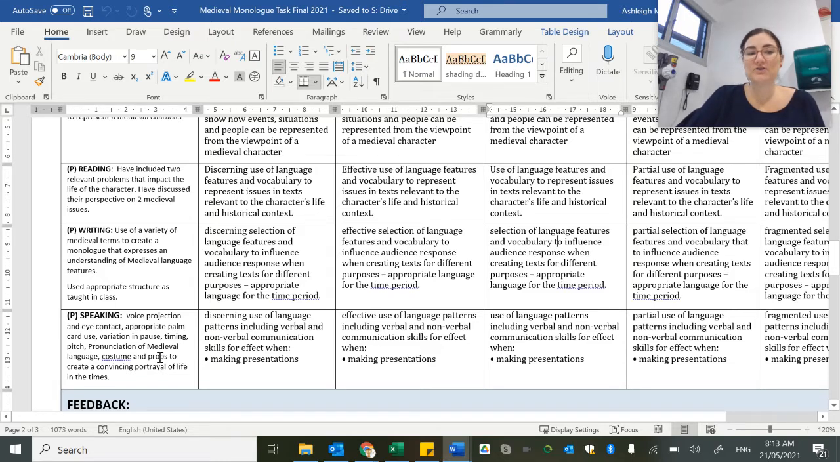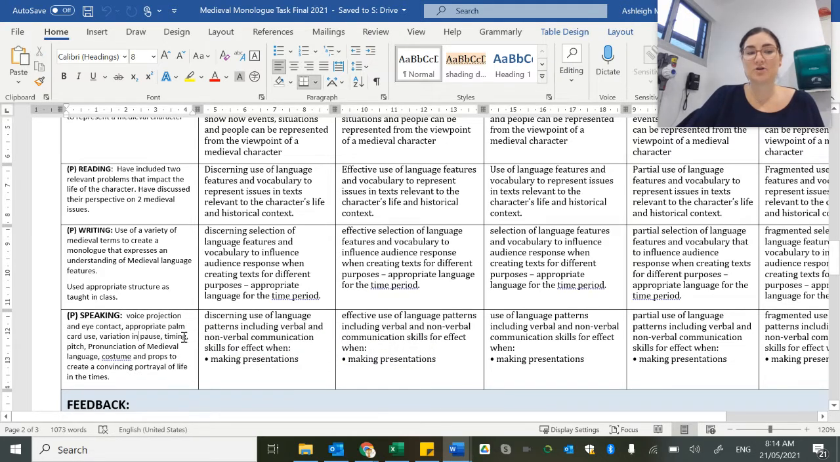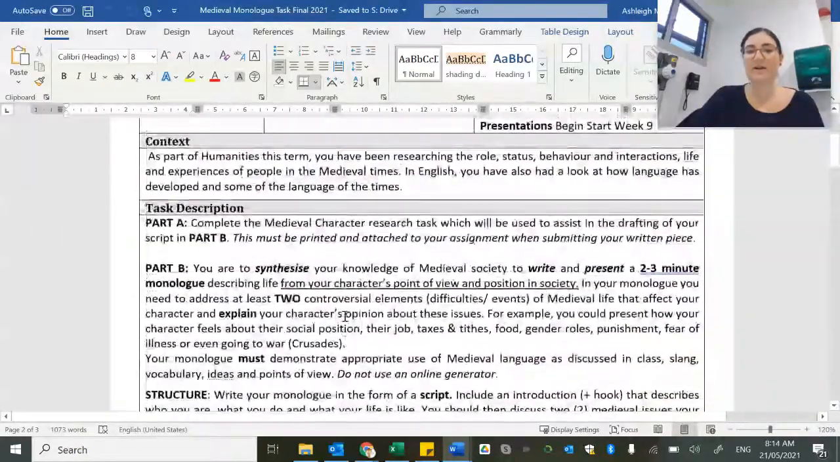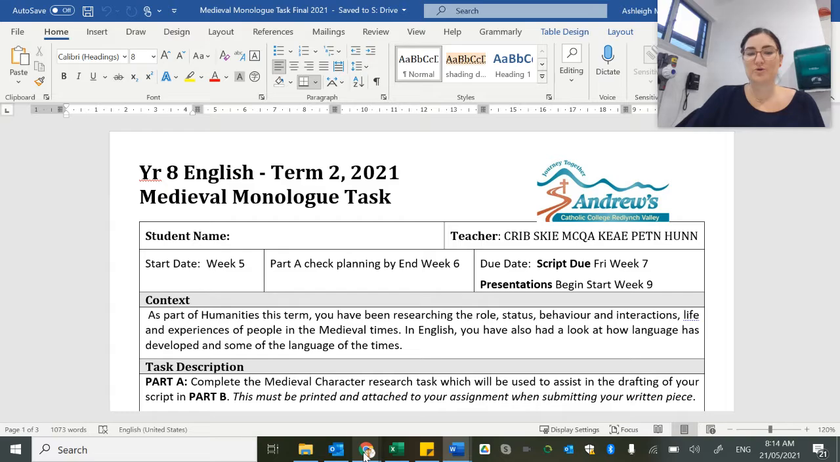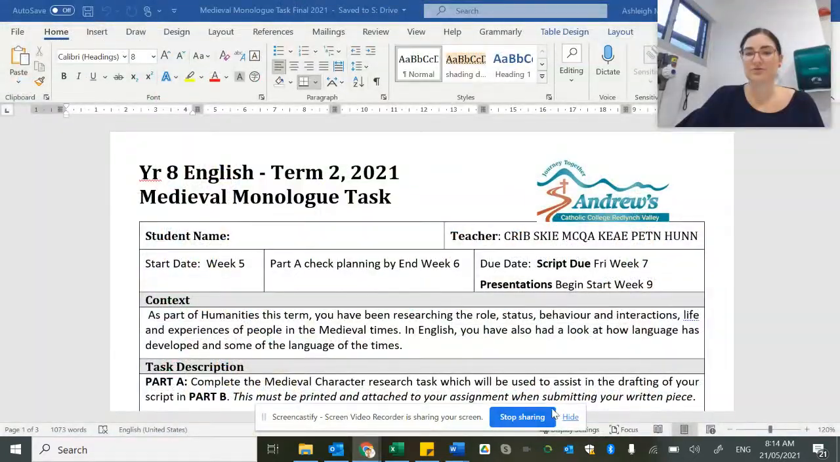And your final mark is your speaking. Okay, so this is a mark for your voice projection, your eye contact, if you've used palm cards or not, your timing, your pitch, your pronunciation, costume, props, and basically everything you need for correct characterization to portray yourself as that medieval person. Okay, so that is what you are doing for your task. So hopefully you have a better understanding of it now, and that you'll be able to complete the task to the best of your ability.